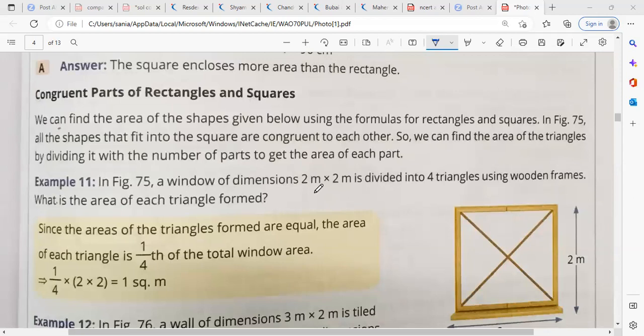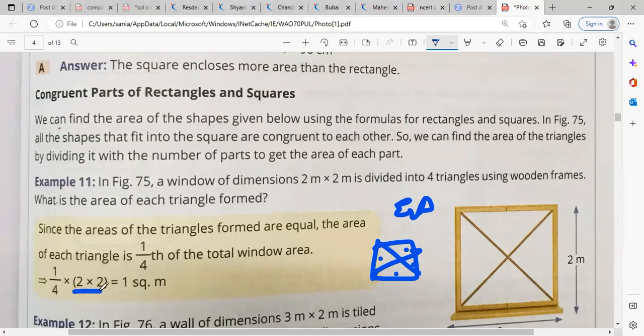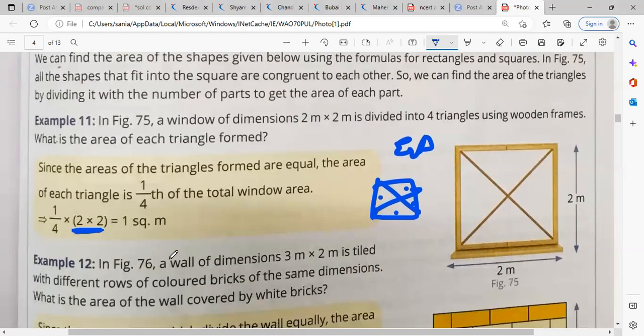A window of dimension 2 meter multiplied by 2 meter is divided into 4 triangles using a wooden frame. What is the area of each triangle formed? So, you have to find the area. Remember one thing. Because this is a square, if you divide the square into 4 parts, that will give you this. Yes, ma'am. Equilateral triangle. Right? So, what is the formula? It is 1/4 of the total window. So, 1/4 multiplied by 2 multiplied by 2. Yes, right? Ma'am. Yes. And this is very easy. Okay. Now, the next one you will do.